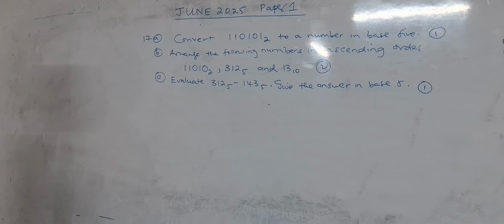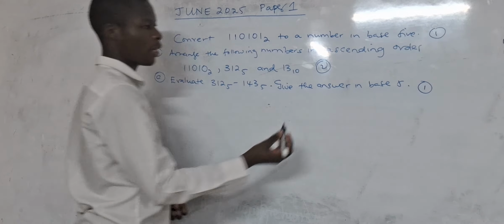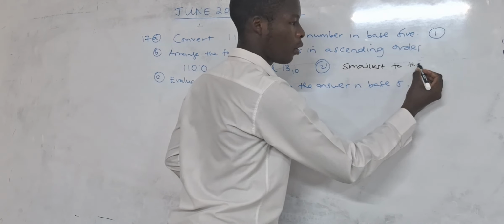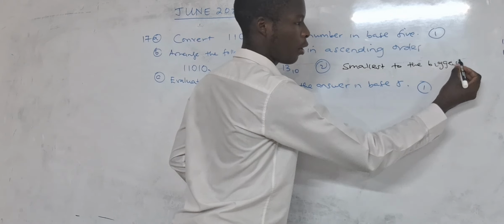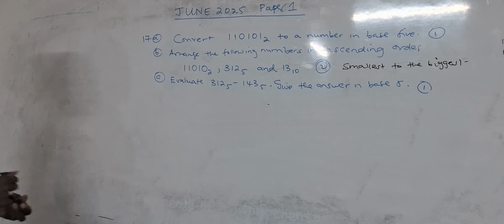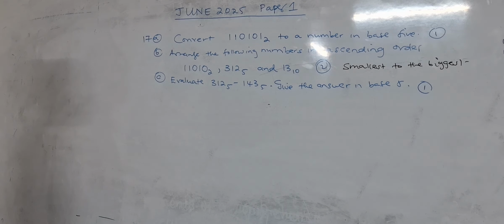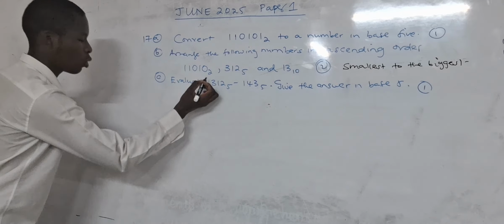Arrange the following numbers in ascending order from the smallest to the biggest. Okay, from the smallest to the biggest number. Okay, so you are supposed to convert these numbers into base 10. Then it will be easy for you to compare. Okay, so let's convert this to base 10.